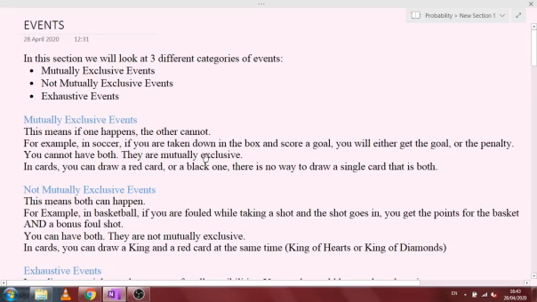In cards, you can draw a red card or a black one. There's no way to draw a single card that is both colors. Again, a saying of this is you can't have your cake and eat it. That's the idea, mutually exclusive events.